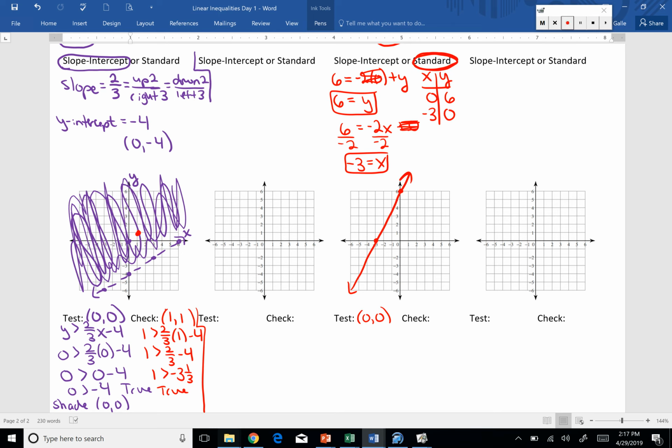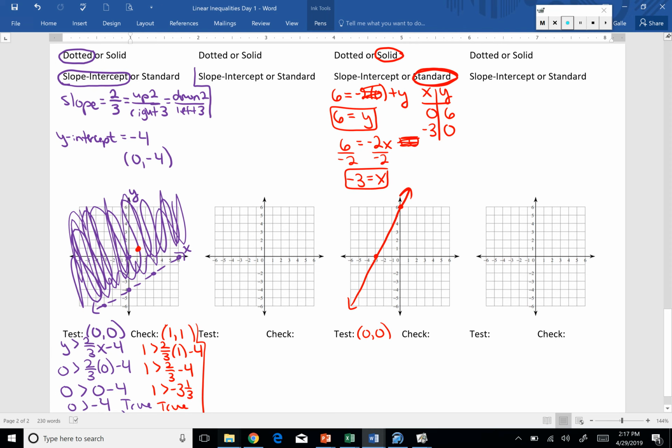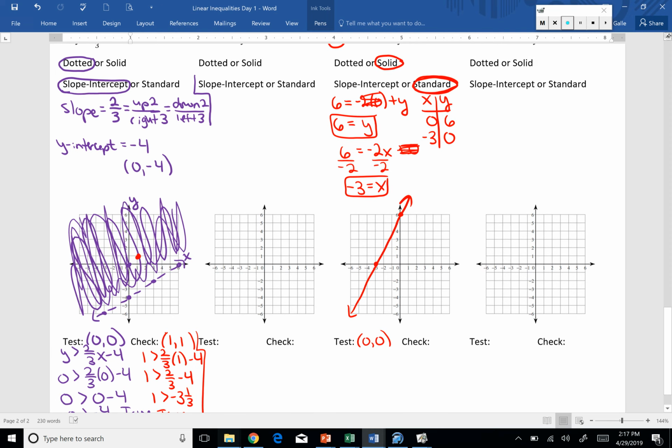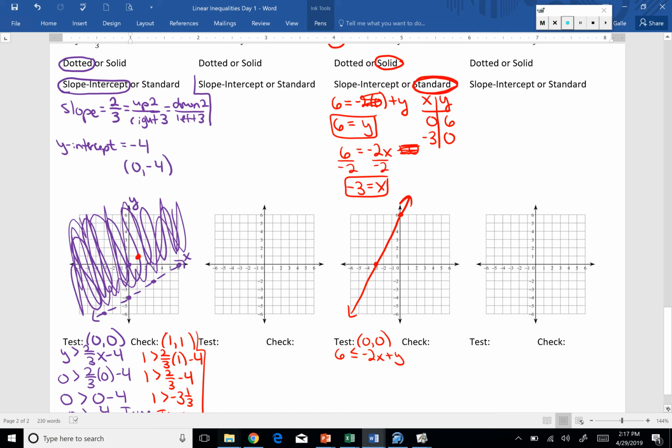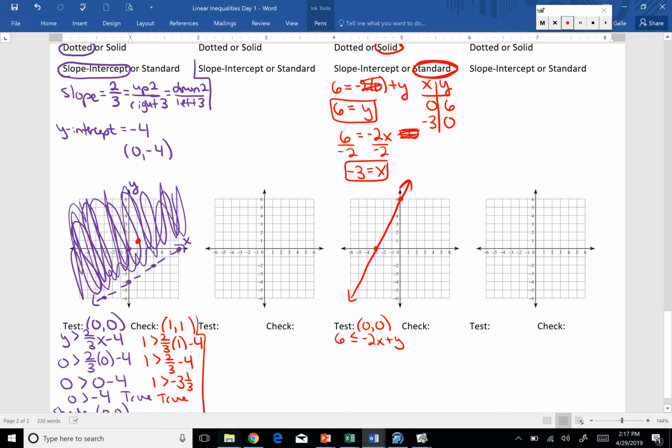All right, so we've got, I don't remember if it's a greater than or less than. Sorry, guys. 6 is less than. I'm going to rewrite it down here. Mine doesn't fit all at once on the screen. All right, so here's what we have. We need to test it.